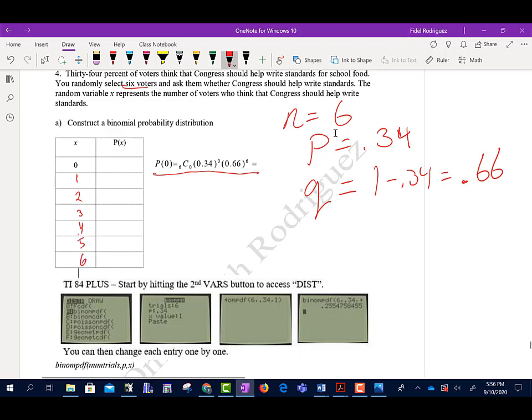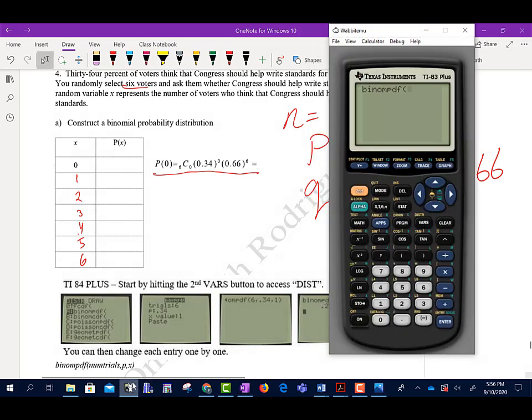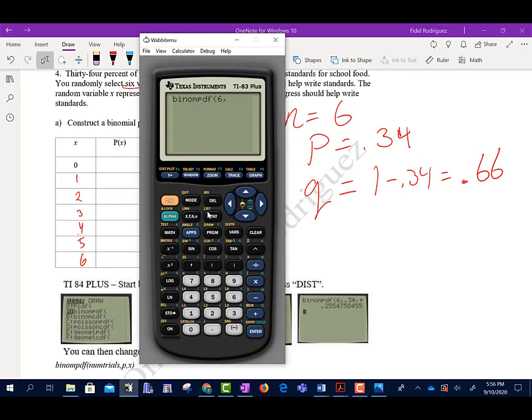Okay, so let me pull back my calculator again. All right, so the first part is N, the number of trials. And we said the number of trials we had was 6. And I'm going to enter a comma. My P, my probability, which in this case is 0.34. And then I'm going to enter in a comma. And then I'm going to enter in my first X value. You notice my first X value is 0. Okay? And I'm going to close my parentheses. I'm going to hit enter.